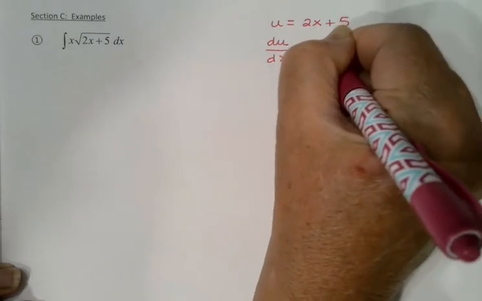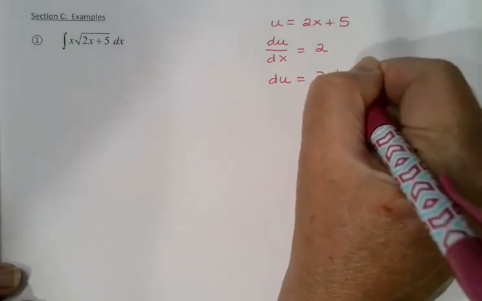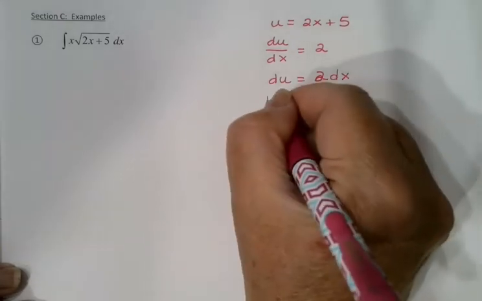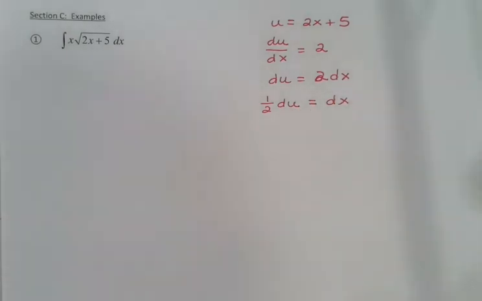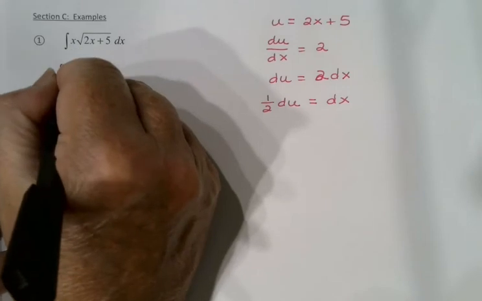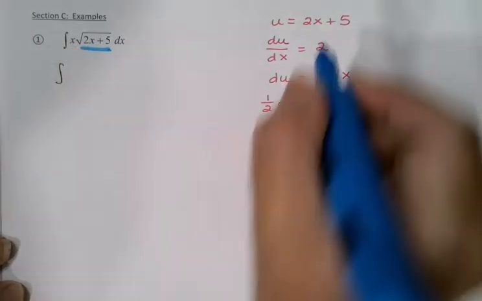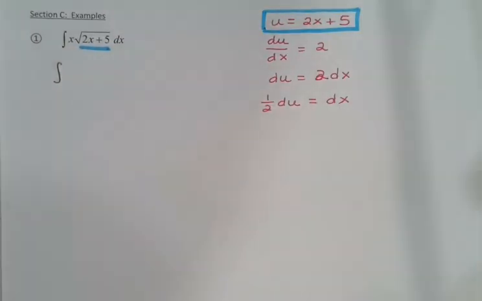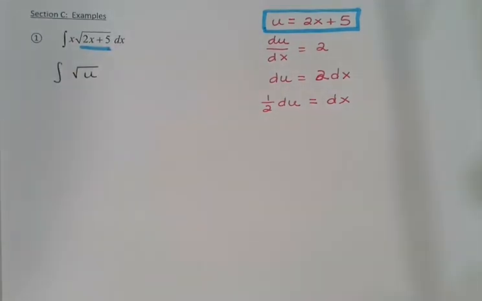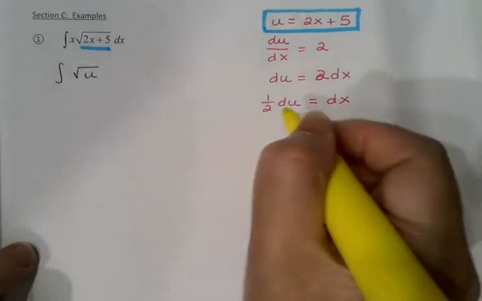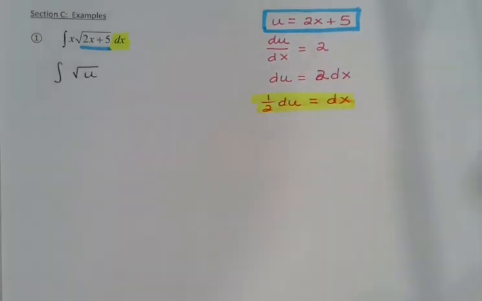du dx is just 2, so du is equal to 2 dx. And I can divide out the 2, so 1/2 du is equal to dx. All right, over here in my integral, I definitely can replace that 2x plus 5 with the u. So I'd have the square root of u. But now I'm going to run into trouble. I can replace just the dx with 1/2 du. That's not a problem.